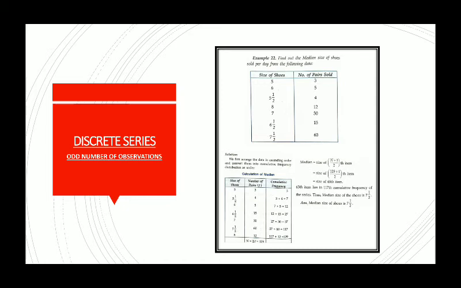Now for the 65th item, from the cumulative frequency table itself, we will see where is 65? It is more than 57 but less than 117. So it will go in 117. So the answer is 7.5. Okay. So in that way we can calculate the median with discrete series, with the number of observations odd.